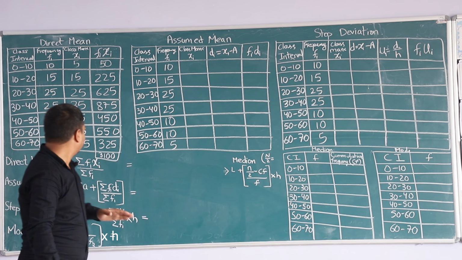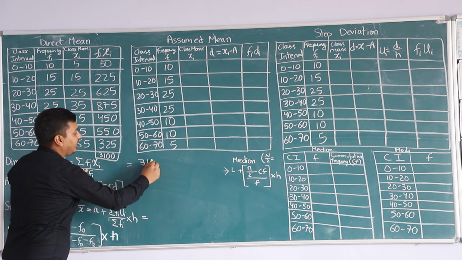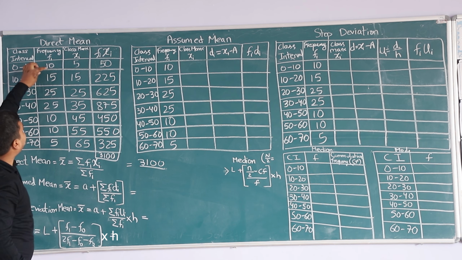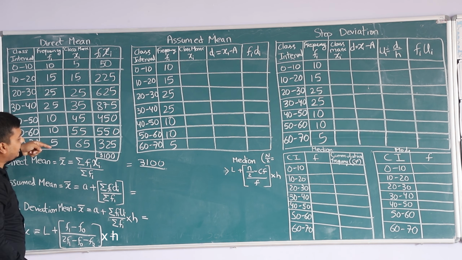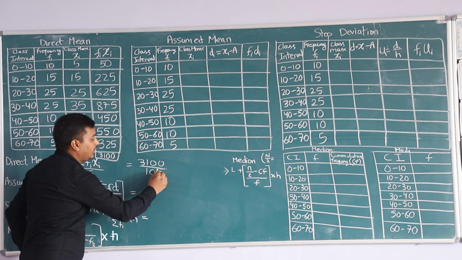So let us start. Summation of FI XI, if I add the total, how much am I going to get? 3100. Very good. Divided by summation of FI. Summation of FI means this total. I add this total; after adding, how much am I going to get here? 100. Very good. Now let me solve that.